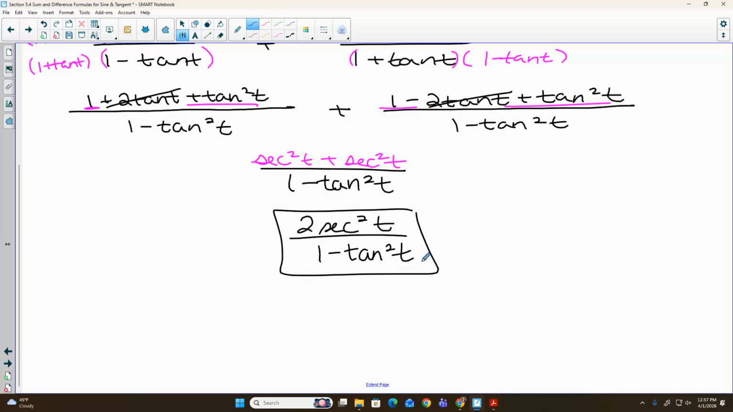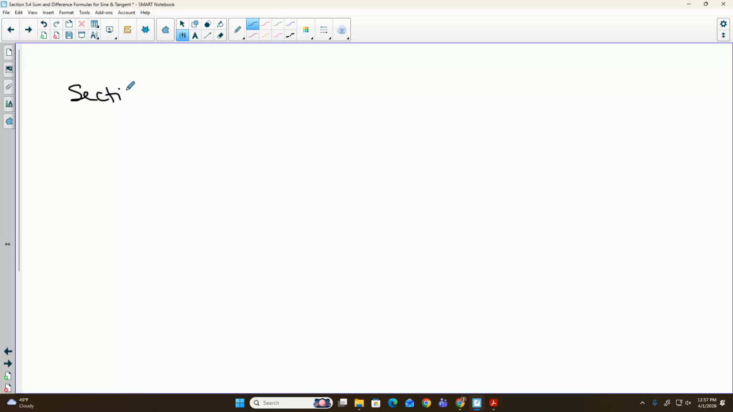All right. So the assignment is the section 5.4 handout on Classroom.